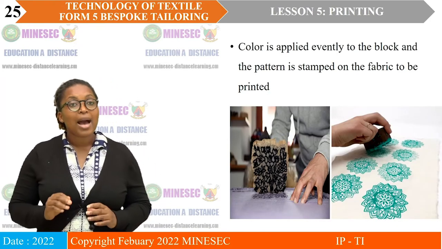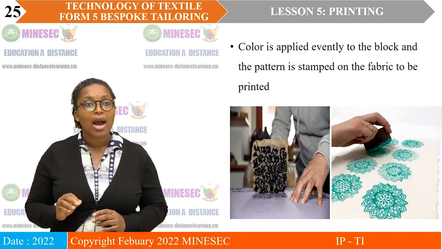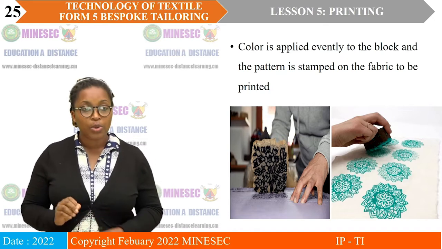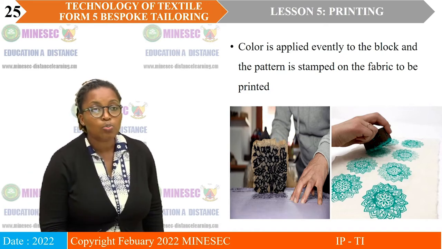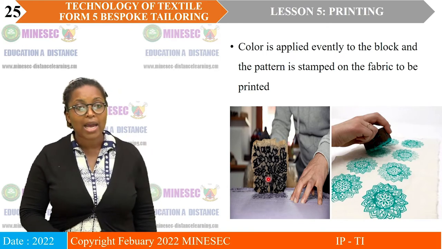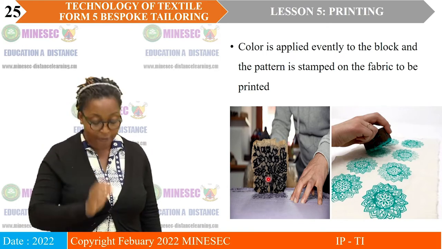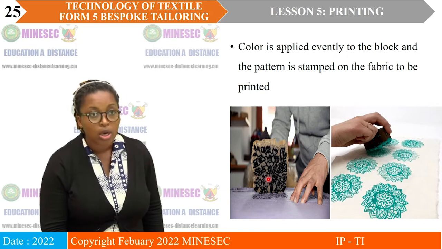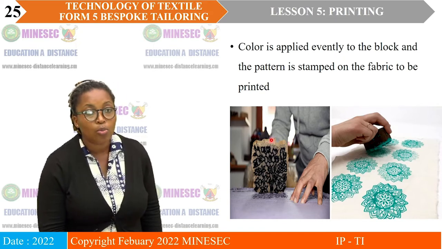The color is applied evenly to the block and the pattern is stamped on the fabric to be printed. So this is block printing going on here. We say block printing is that type of printing whereby the designs are first carved on a wooden block. That is, you carve your design on the wooden block. You will see the designs are carved here.